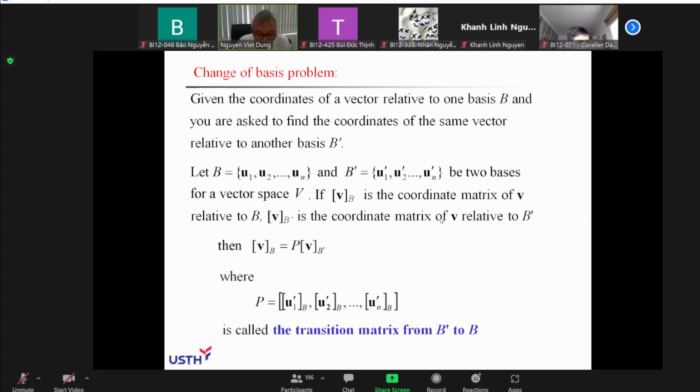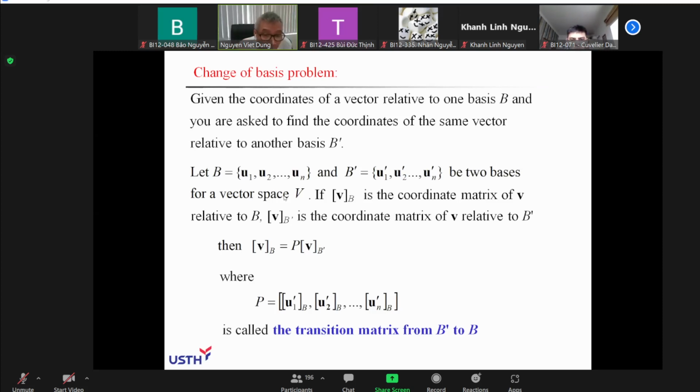And you know that a vector space always has more than one basis. So in case we are given two different bases B and B prime, how can we change the coordinate from one basis to another basis? It is defined in this line.